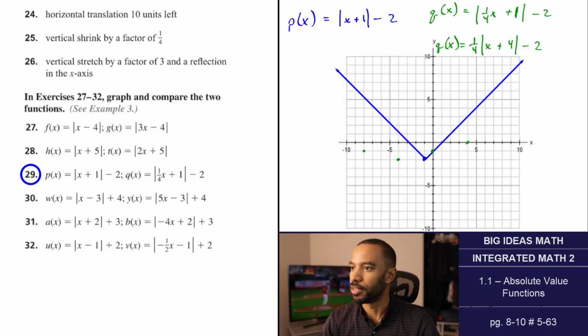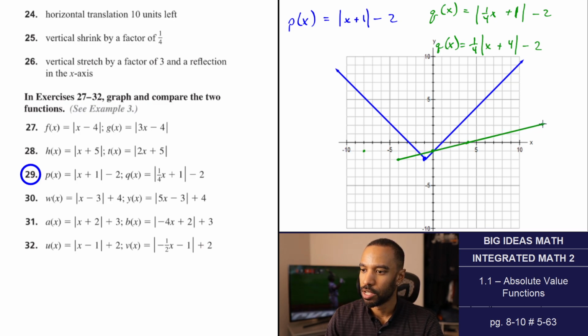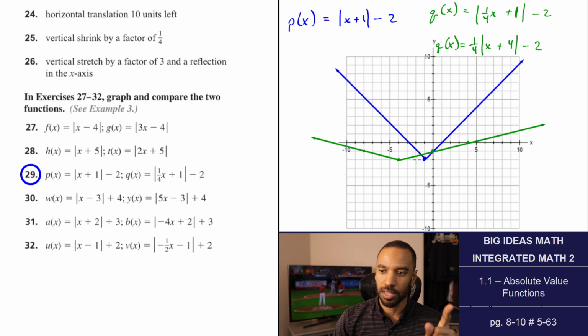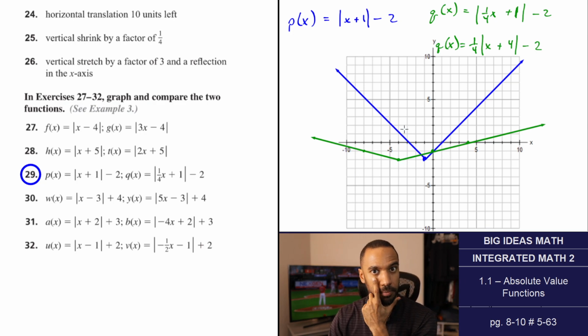Okay, let's compare these two. So let's first state the compression. We are vertically compressing by a factor of 1/4 from blue to green. It compressed. And then we translate 1, 2, 3 units to the left.